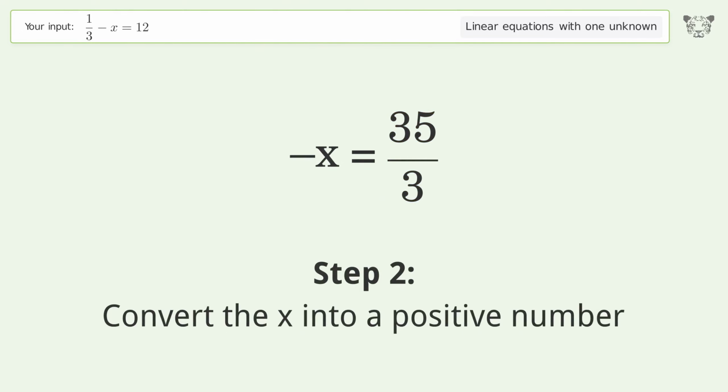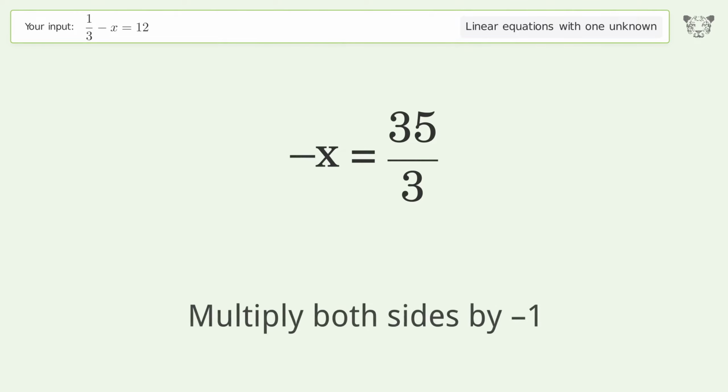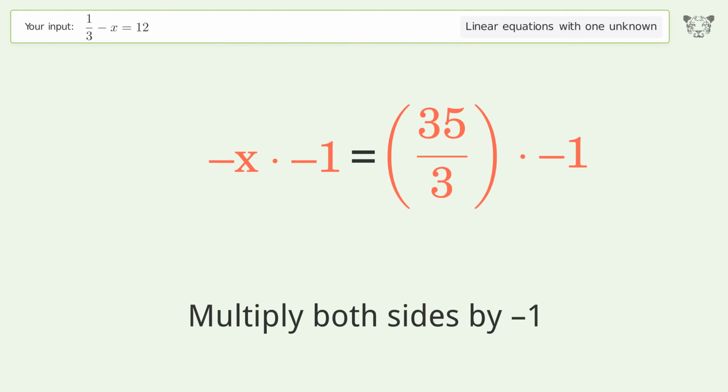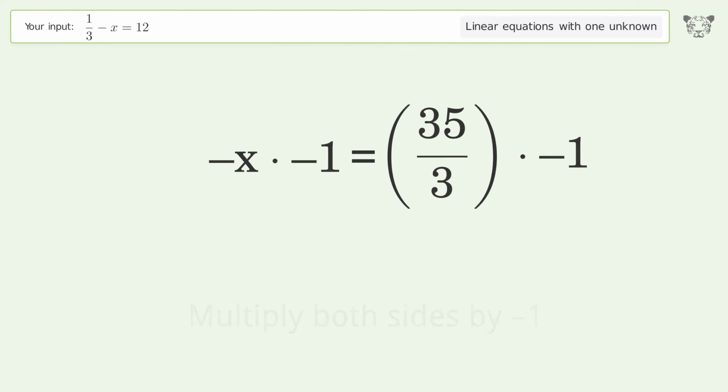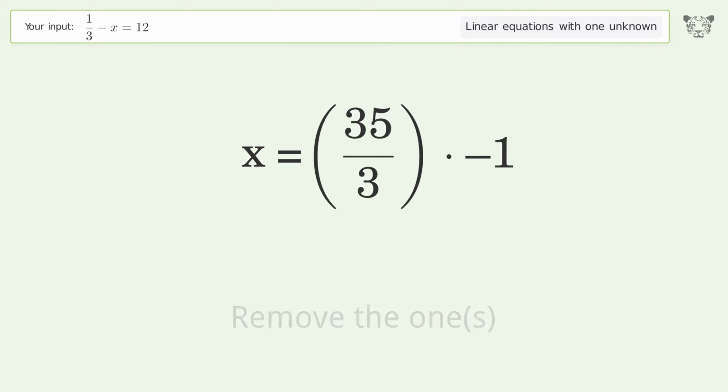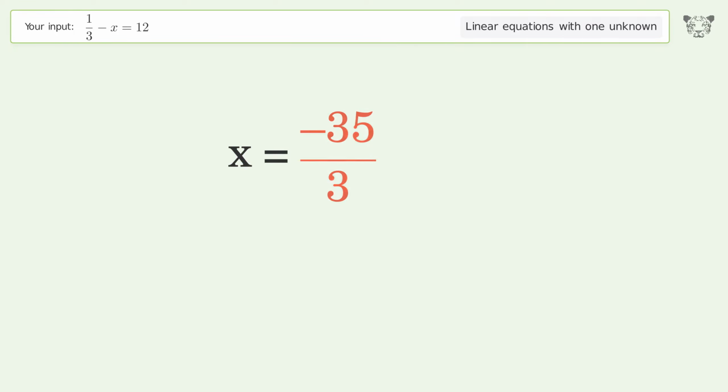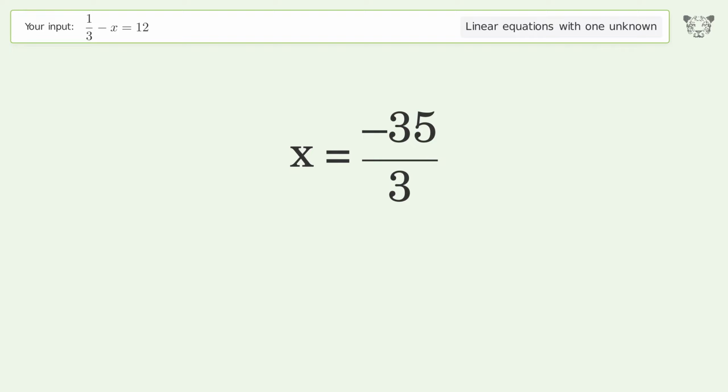Convert the x into a positive number. Multiply both sides by negative 1. Remove the ones. And so the final result is x equals negative 35 over 3.